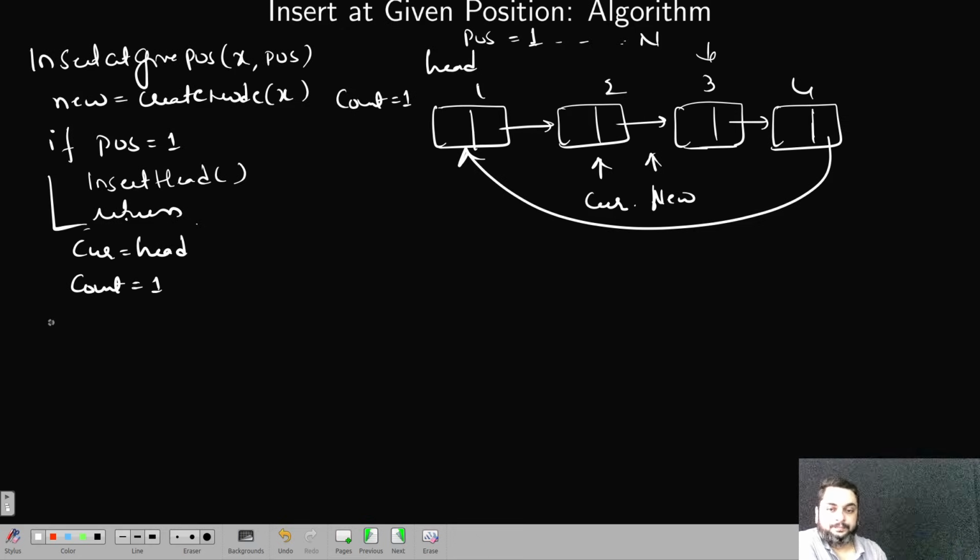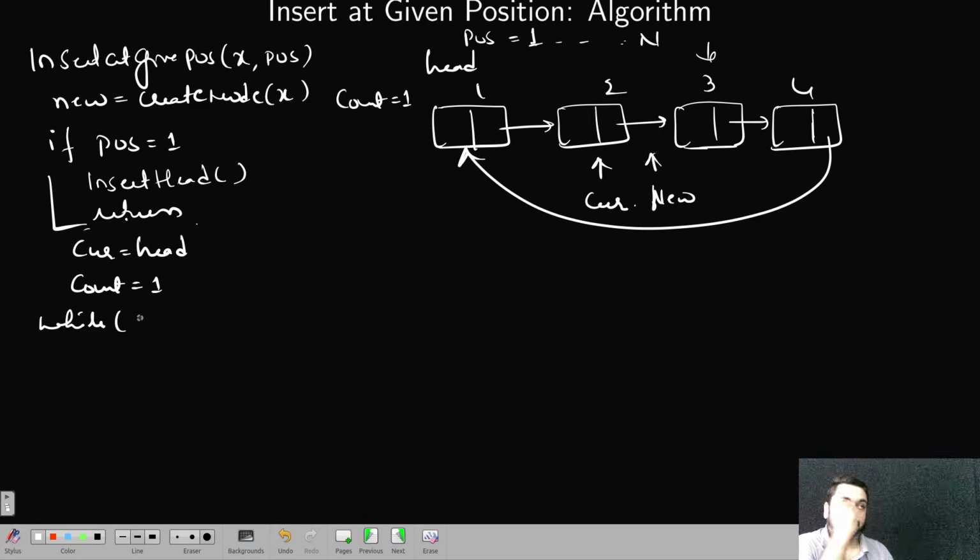Now, while, see, what is it that I have to check? Here, there is nothing like null. I need not check current is equal to null, because I will traverse back to head. So the condition inside the loop only has to check whether I have reached the head or not.